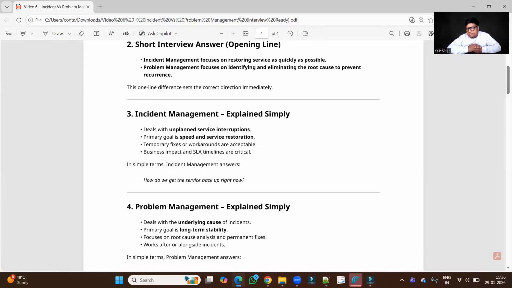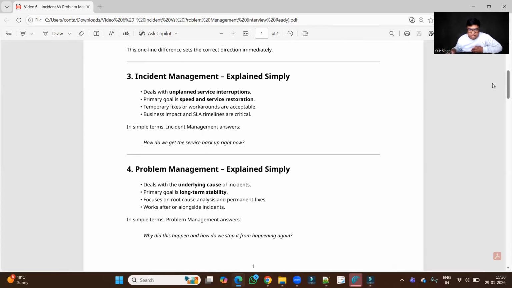Now the next point, problem management, where people have to find the root cause so that this incident will not occur next time. So this is the major difference. Incident management deals with unplanned service interruption, whereas problem management deals with the cause of the incident. The primary goal of incident management is speed and service restoration. For problem management, the primary goal is long-term stability, because they find the root cause and then fix it.